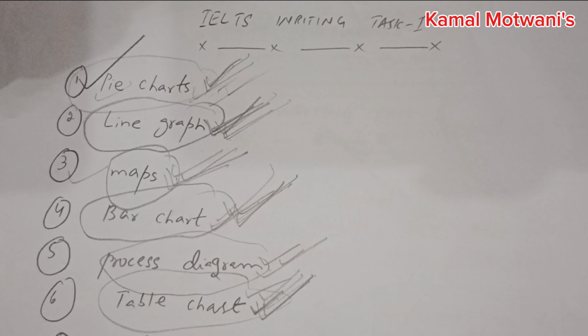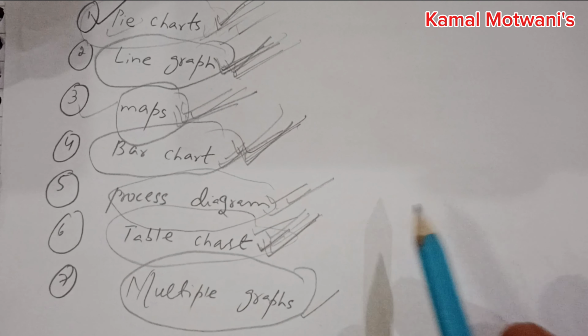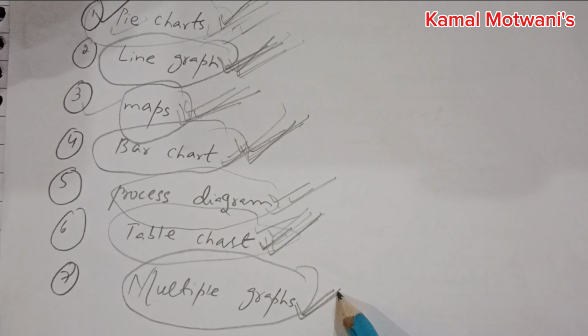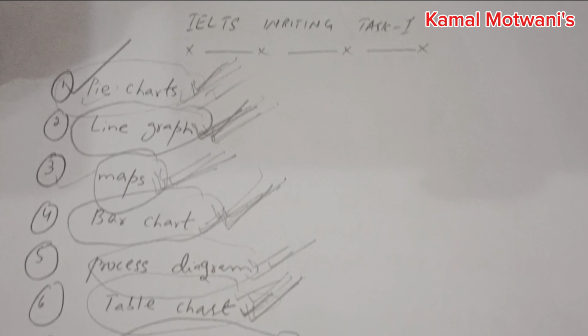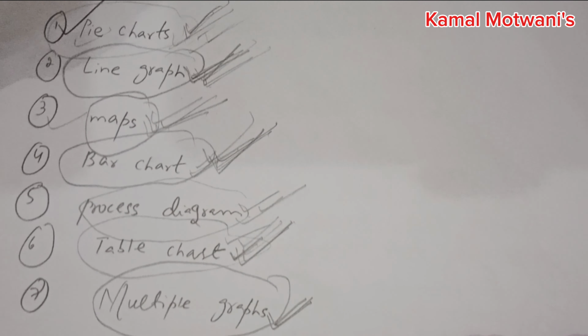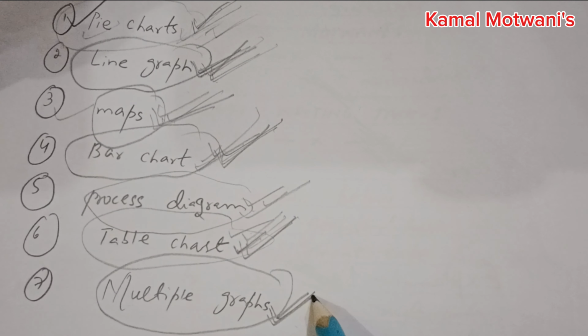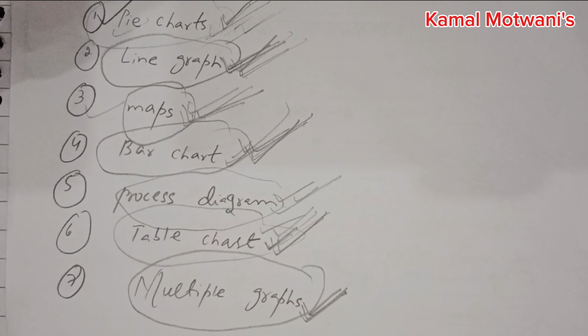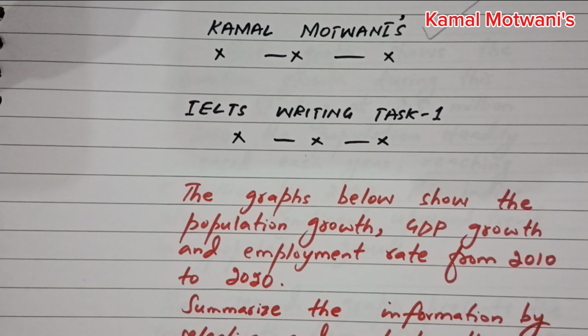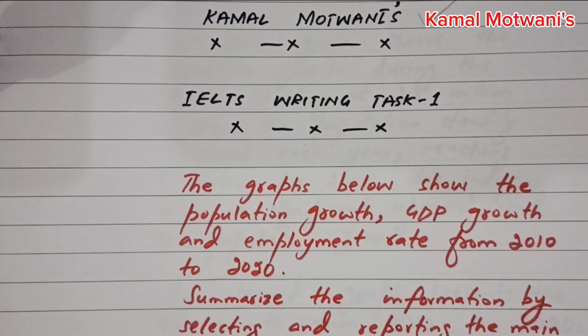Today I'll solve an IELTS writing task 1 pertaining to multiple graphs. This is the type of IELTS writing task 1 that is left. So let's start and let's see what is the statement today given by the examiner. Let's read it out.